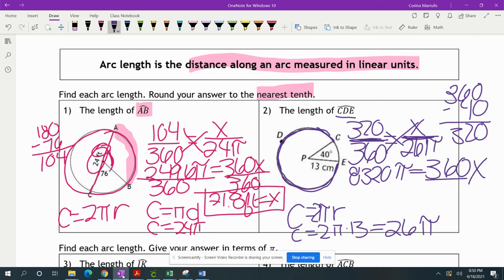Then to solve for x, I'm going to get rid of the 360 by dividing both sides by 360. That cancels, and then in my calculator, I'm going to take the 8,320, multiply it times pi, and divide it by 360, and that gives me 72.6. My units here are centimeters. That equals x.